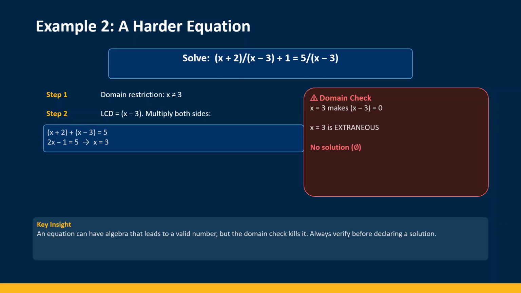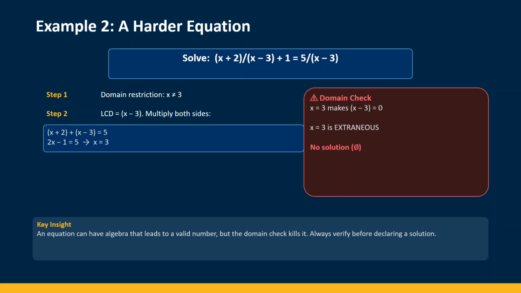In step 2, the least common denominator is the quantity x minus 3. Multiplying every term on both sides by the least common denominator, we get x plus 2 plus x minus 3 equals 5. Simplifying, 2x minus 1 equals 5, so x equals 3. But here is the critical moment.